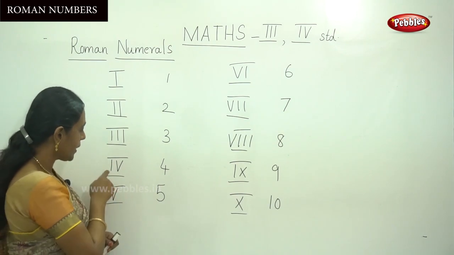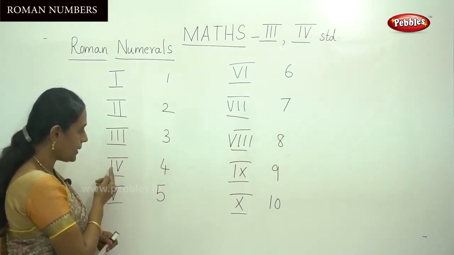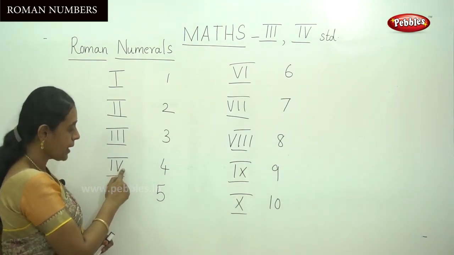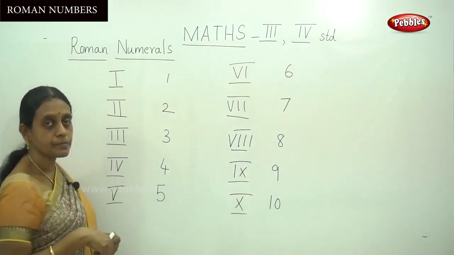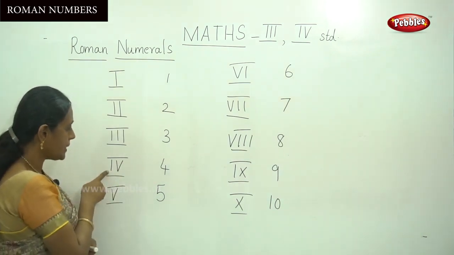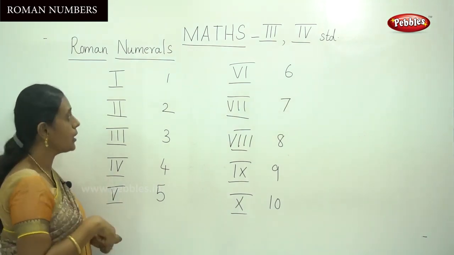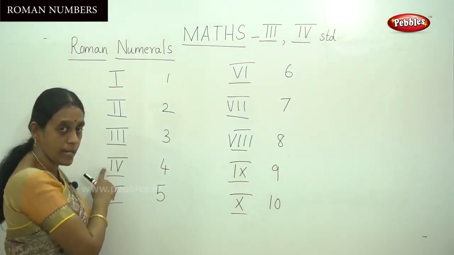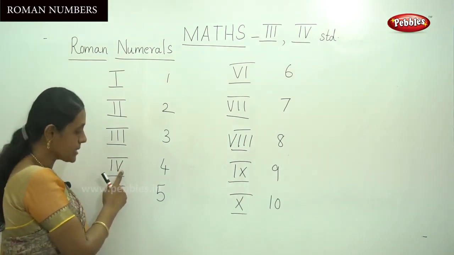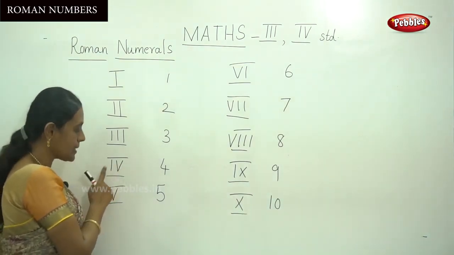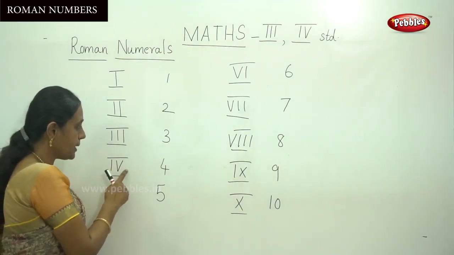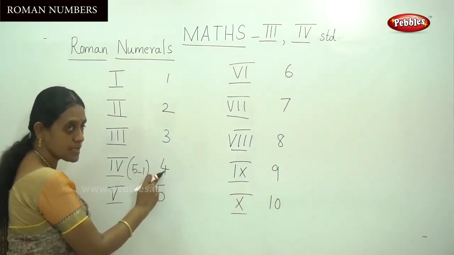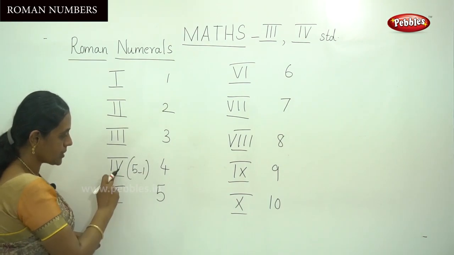And one more thing, children: if a smaller numeral is written to the left of the next bigger symbol, this is 5, and 5 minus 1 is 4. I will explain once again. This is a smaller numeral, 1. If you write this numeral before the next bigger numeral, on its left side, it means 5 minus 1. So this is 4, and this is 5.